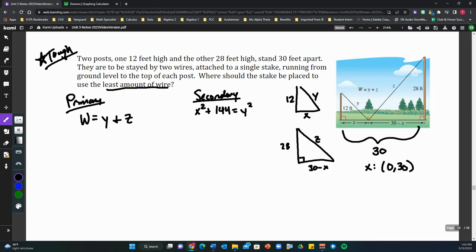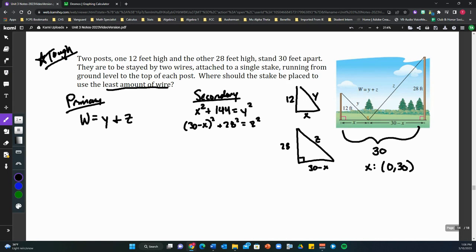So for that one, we would take the base squared, so that would be the quantity or the binomial 30 minus x squared, plus 28 squared, equals that hypotenuse squared. So both of these equations have a variable and then x. So what we can do is, just with a little bit of manipulation, we could easily solve each of these for y and z and get a function of x that we can then substitute into that primary equation. That's where this gets pretty tricky, okay?